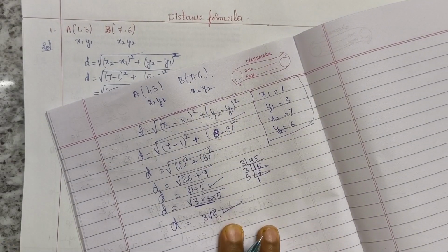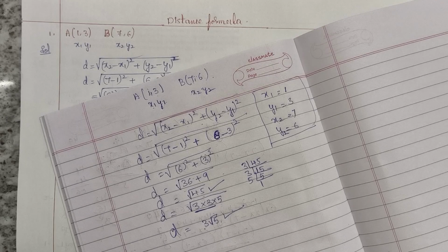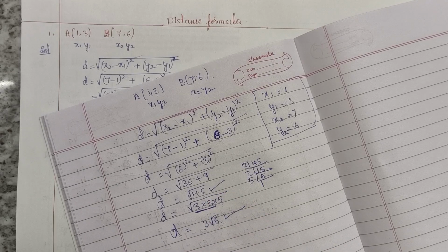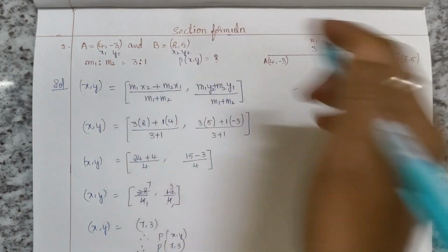The first exercise fully depends on this formula only. The distance formula only will be given. Okay, this is the distance formula sum. Now we will do the section formula. Section formula means, see here.